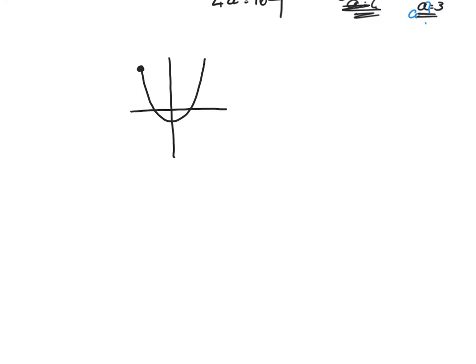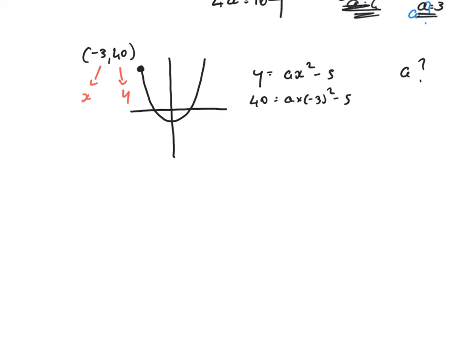Okay, so the parabola goes through the point (-3, 40). The parabola is of the form y equals ax squared minus 5, and I need to find the value of a. Straight substitution, when the x coordinate is -3, the y coordinate is 40. Where I see y, I replaced it with 40. Where I see x, I replaced it with -3, and since I was squaring -3, I wrapped a bracket around it.